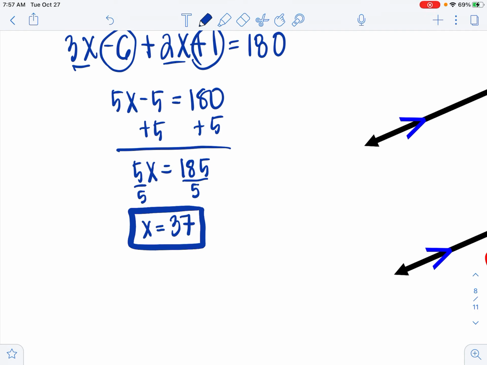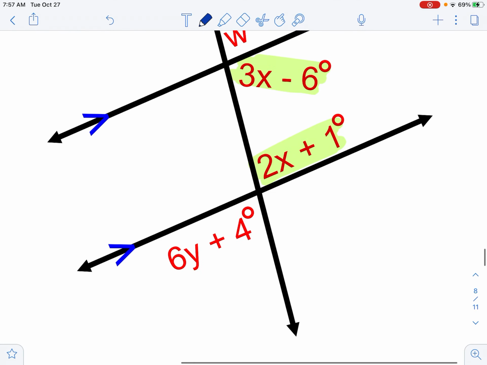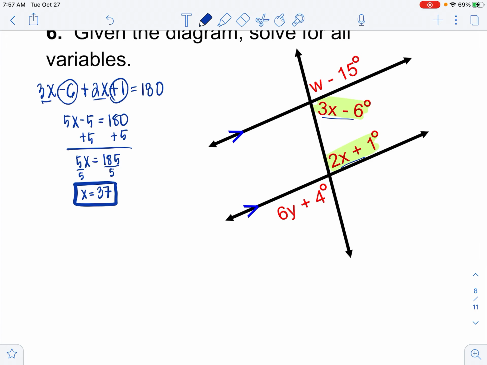The next step is really important and people forget about it all the time. Okay, now that you know x is 37, I also know what this angle is. In fact, I know what all of the angles are. So what I'm going to do next is plug that value back in. Okay, so I'm going to do 3 times 37 minus 6. So 3 times 37 minus 6 is 105. So I'm going to cross this off because I don't even need it anymore. This is 105. This is 105, okay?